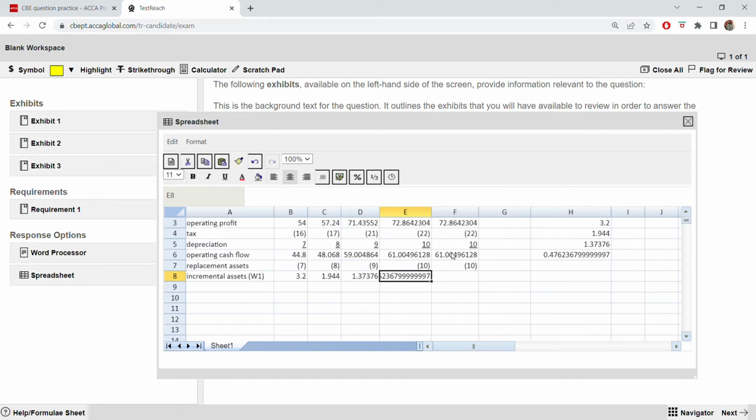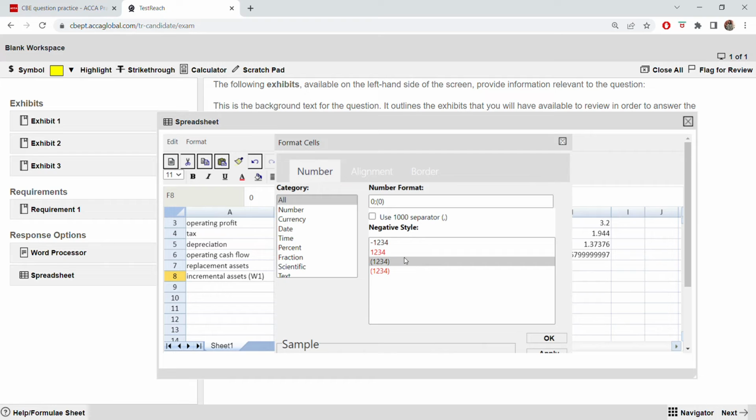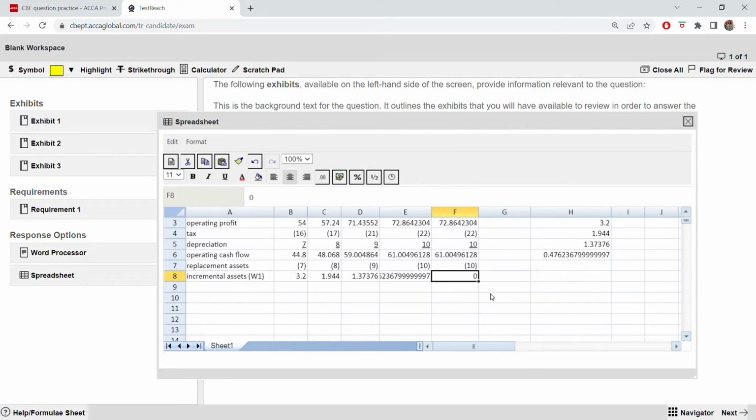And what about the 5th year onwards? What do you do for that? It is 0. Negative 0. So the moment you put negative 0, go here, format cell, use this as a negative. It will not show, it's okay. It does not matter.